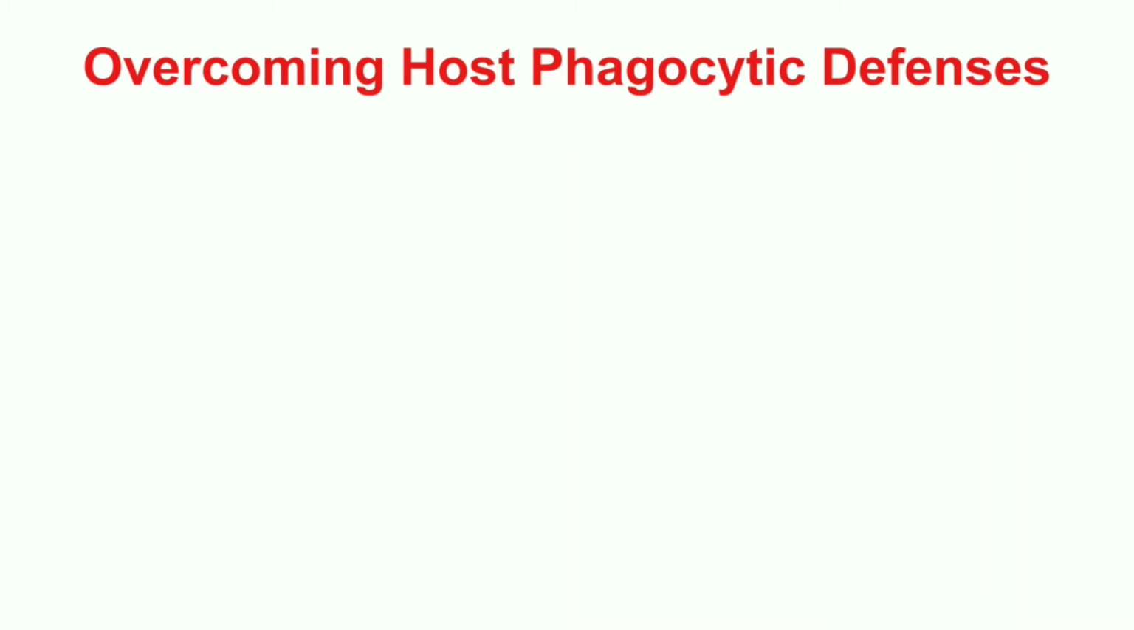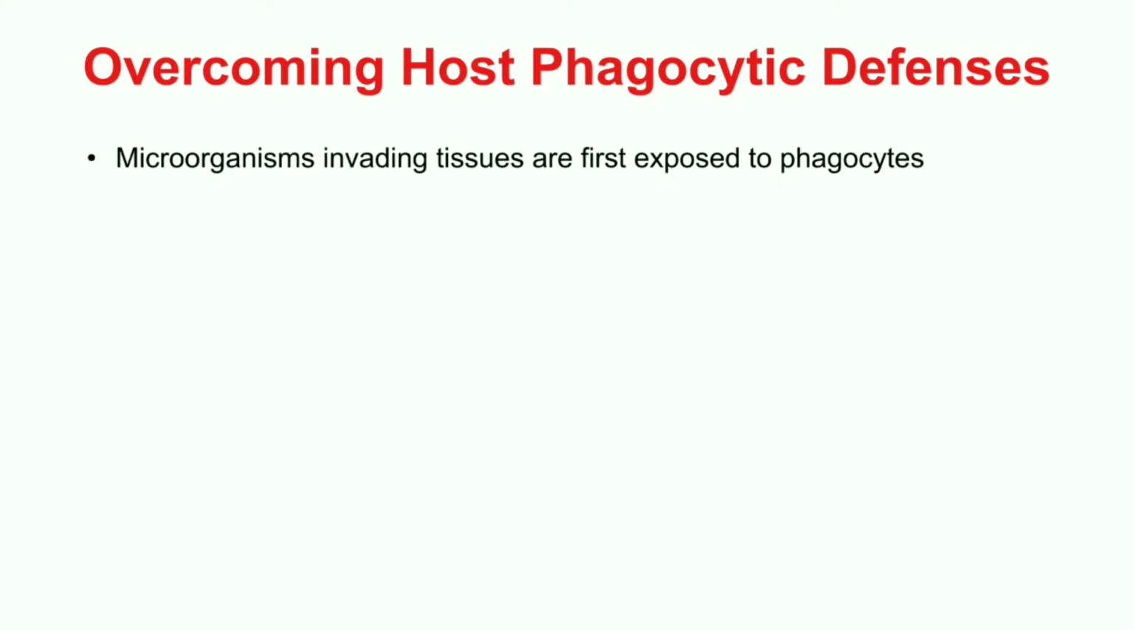Overcoming the host phagocytic defenses. Microorganisms which are trying to invade the living tissue are first and foremost exposed to phagocytes. Our immune system is very responsive to entry of any foreign entity inside the body. Once it detects the presence of any pathogen inside the body, it generates an immune response.